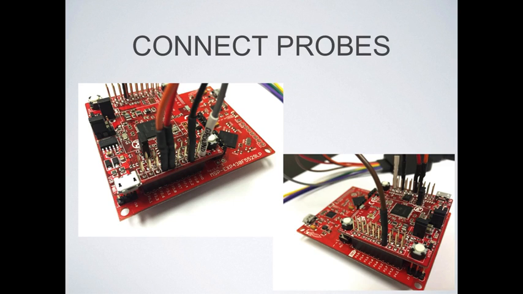So now we're going to connect the probes. Make sure you attach ground to one of the ground pins on your board, so it provides a reference of 0. And then you attach MISO, MOSI, the chip select, and then we have our brown one connected to the clock.